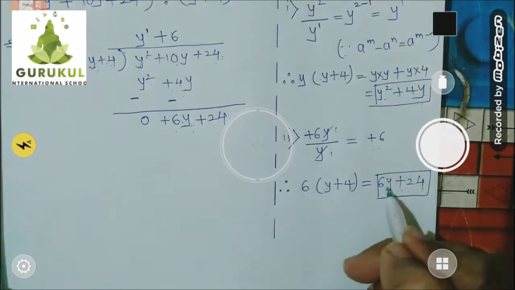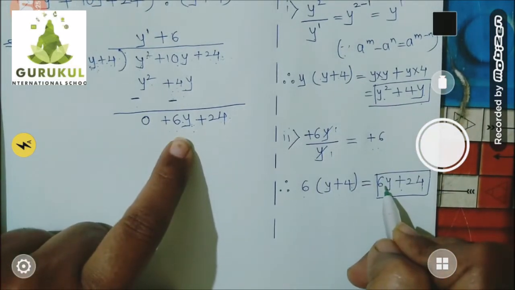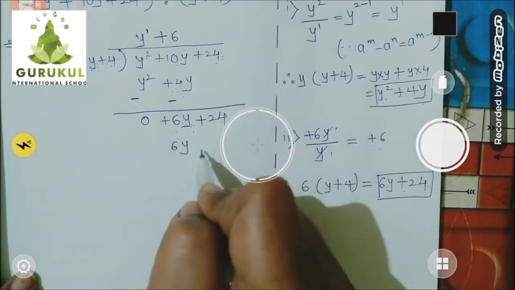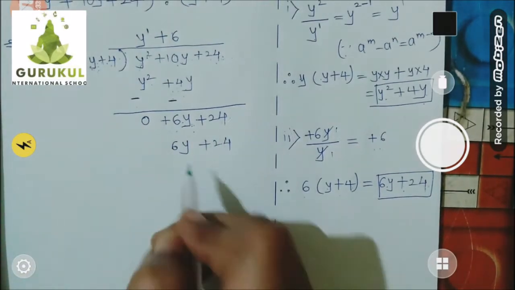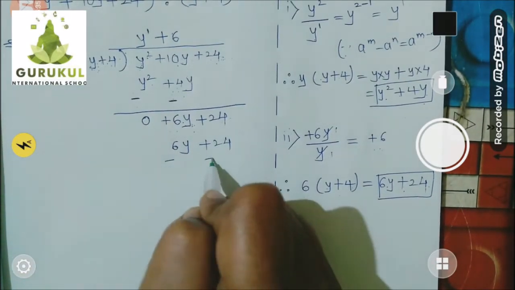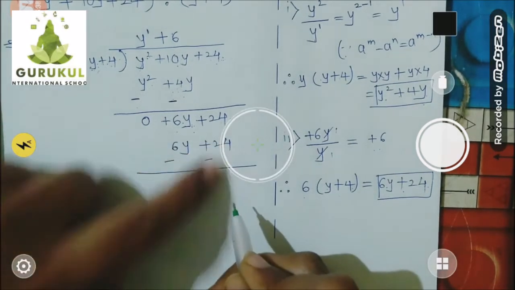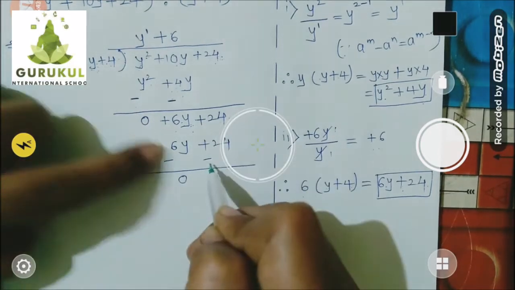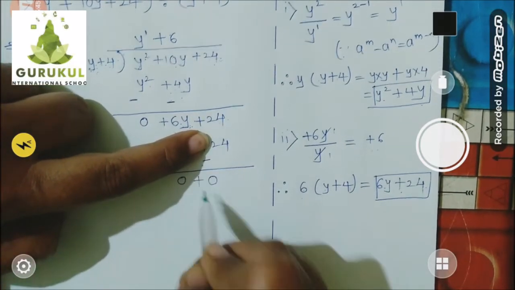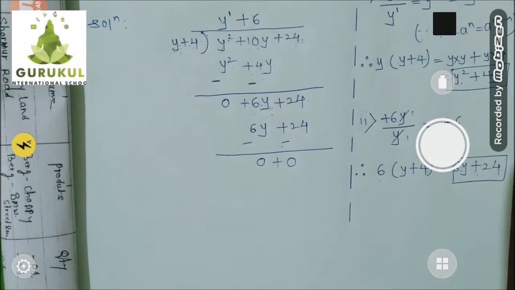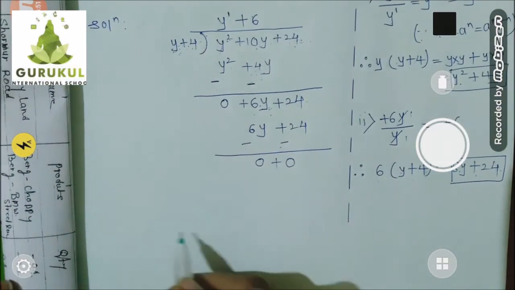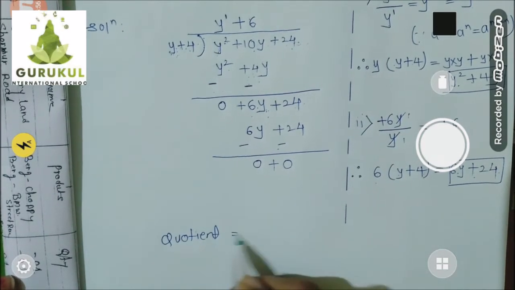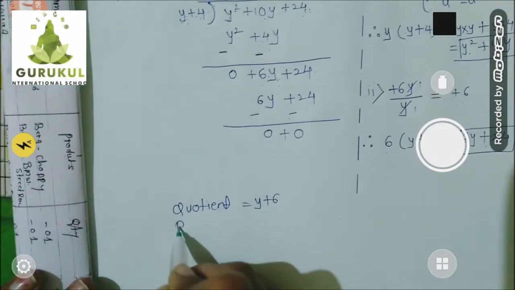Now I will write this as the product. While writing like term below like term, 6y below 6y, and this plus 24 below the constant number 24. While subtracting, the sign of the second term will change. So this becomes minus, this becomes minus, and now subtract. Plus 6y minus 6y is 0, plus 24 minus 24 is 0. So nothing is left, and in this way our division is over. You can write down the quotient is y plus 6 and the remainder is 0.